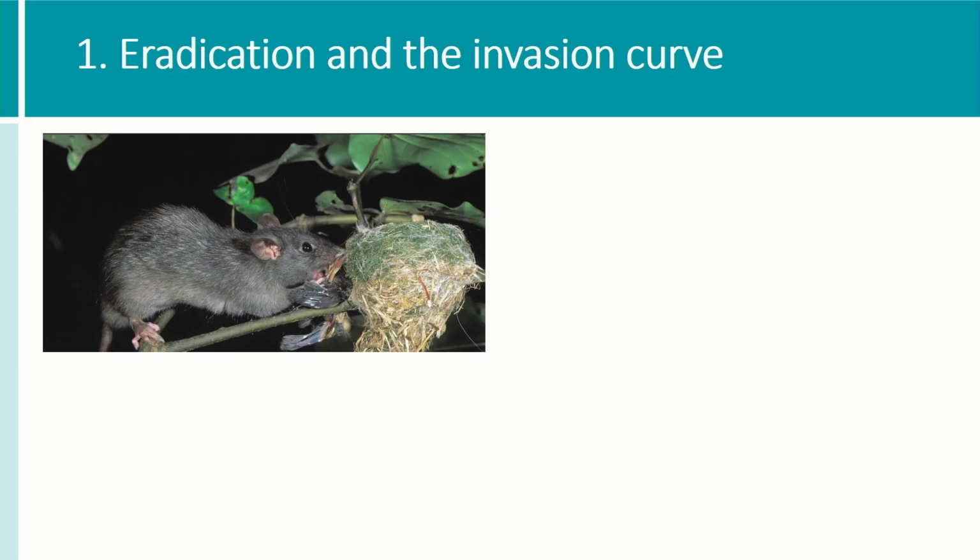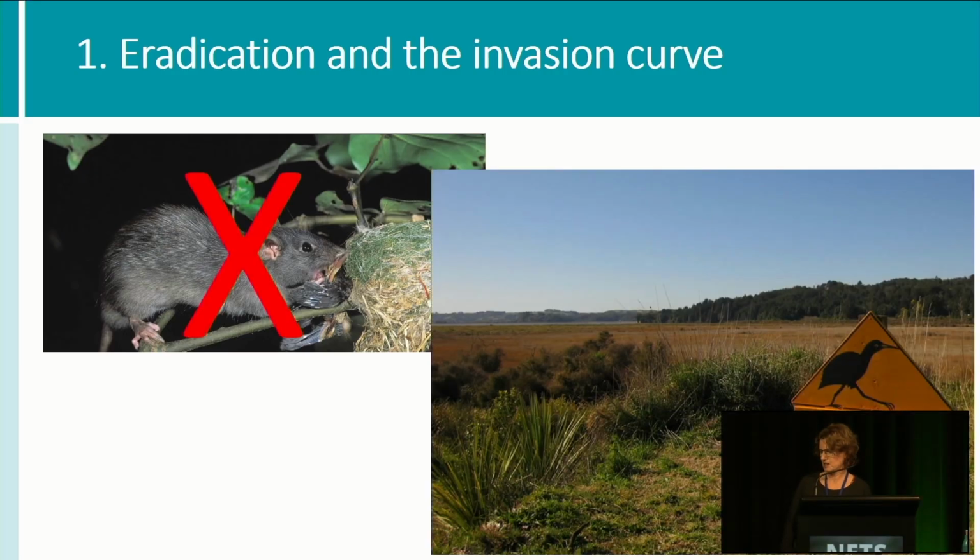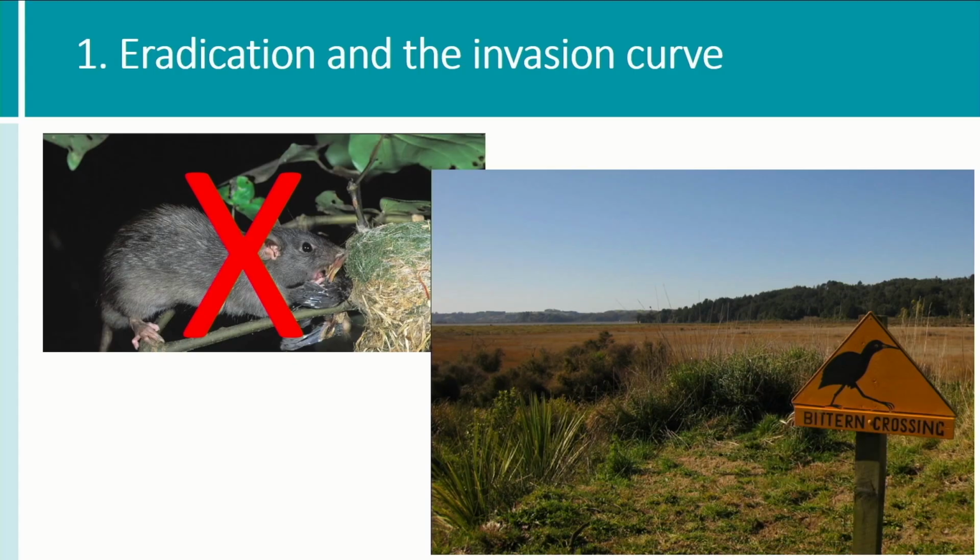I was going to think about eradication and definition, but I thought it was much easier just to show it by a picture. We all know what it is. You've got a pest, you do something about it, the pest is gone, but not only does that allow our native flora and fauna to recover, but we're also protecting our native biodiversity.